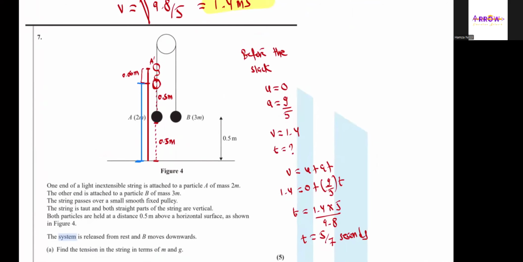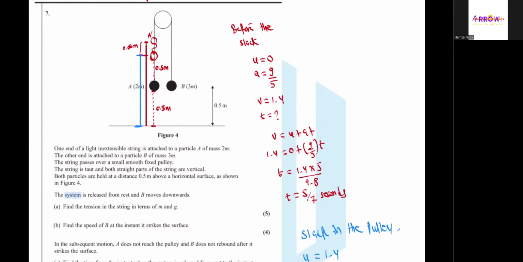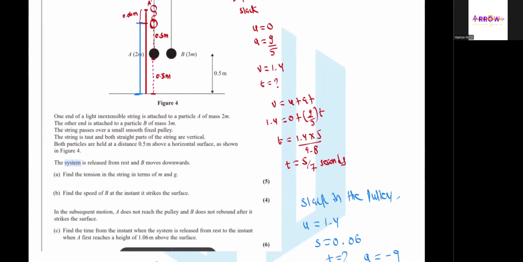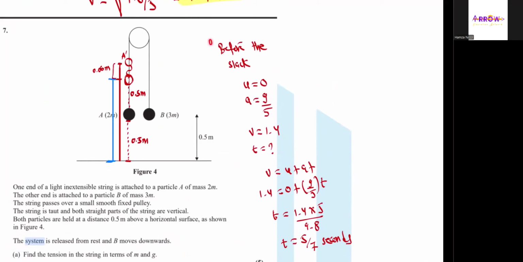So first of all, I'm interested in finding the total time before the slack actually happens, because we need to find the time from the instant when the system is released from rest to the instant when A first reaches a height of 1.06 meter above the surface. First time it reaches a height of 1.06 meter above the surface. So first of all, we have before the slack in the pulley, because this is basically the duration, the journey of the particles when particles are in connection with the string.